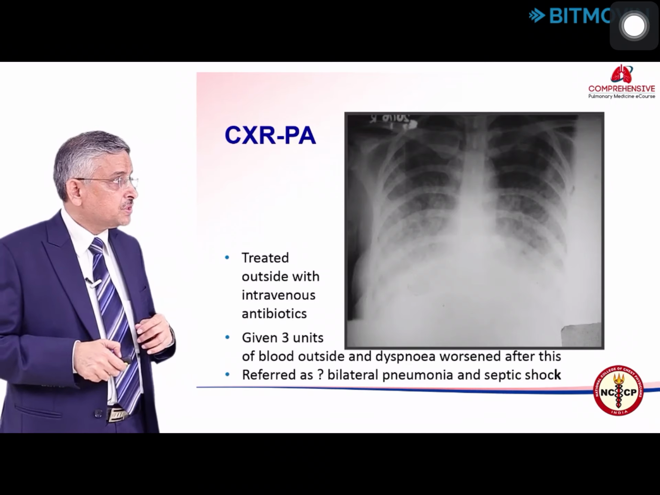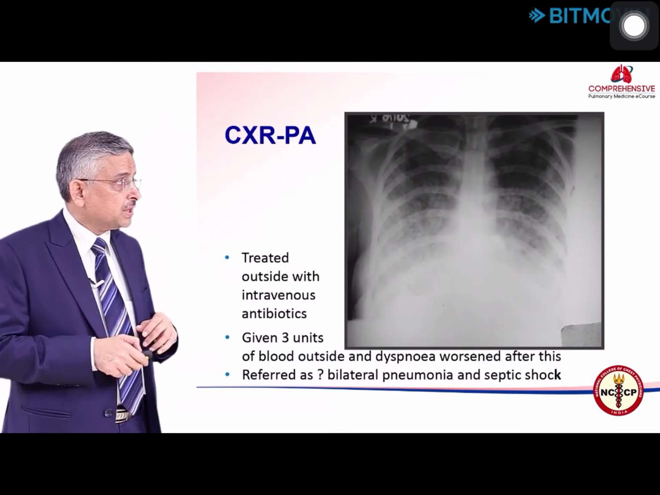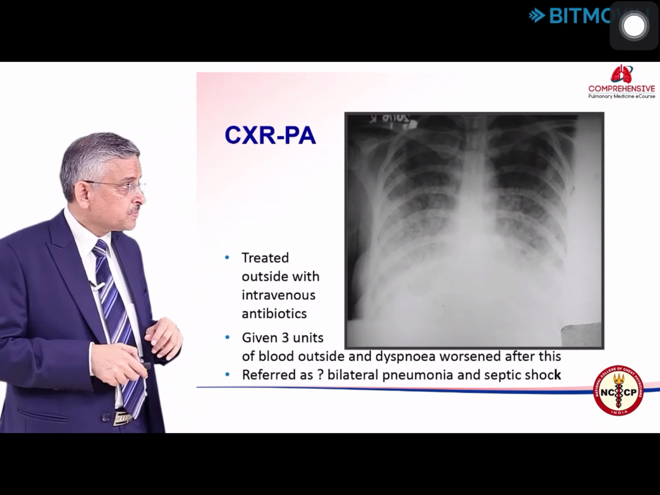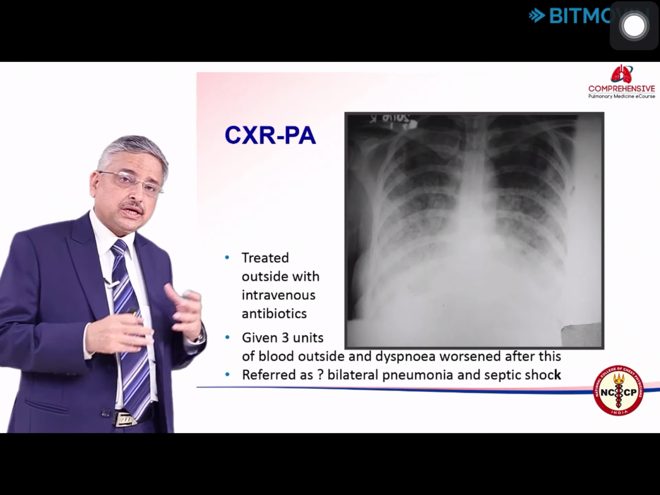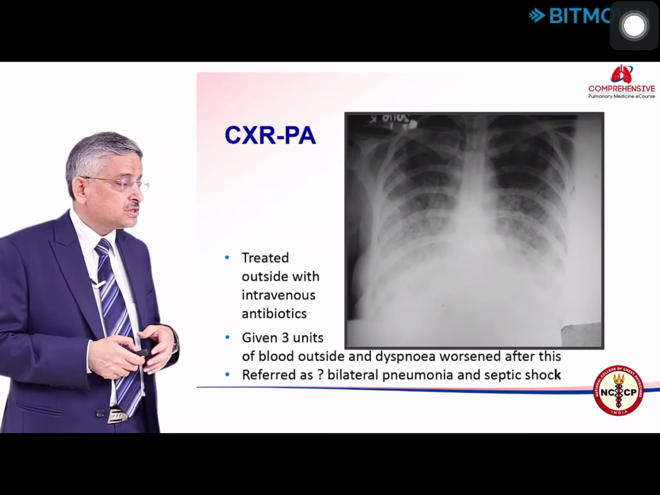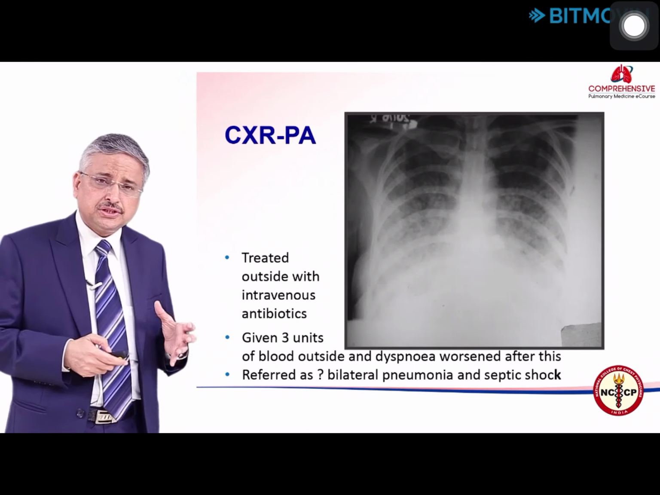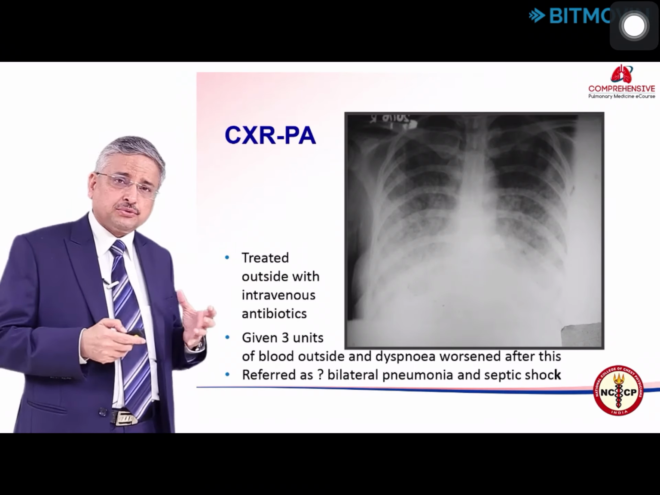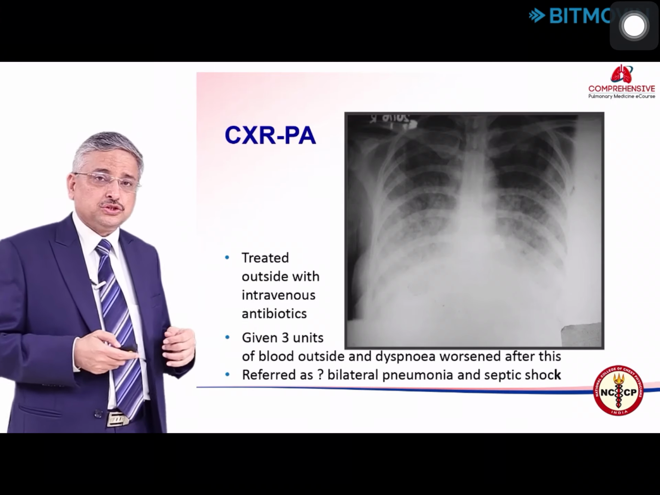This is the X-ray of the patient where you can see there are diffuse shadows which are basal, showing bilateral interstitial shadows. She was given 3 units of blood outside and her dyspnea actually worsened, because she was given whole blood rather than packed blood, and she was referred to us as bilateral pneumonia with septic shock. She came to the casualty, she was very drowsy, her father was very worried. As a matter of fact, he drove her from Mathura and thought that she would not even make it to the AIIMS casualty.